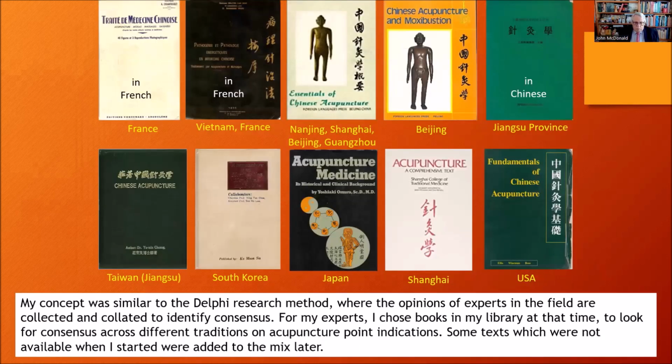My concept was similar to the Delphi research method, where the opinions of experts in the field are collected and collated to identify consensus. For my experts, I chose books in my library at that time to look for consensus across different traditions on acupuncture point indications. Some texts which were not available when I started were added a little later.